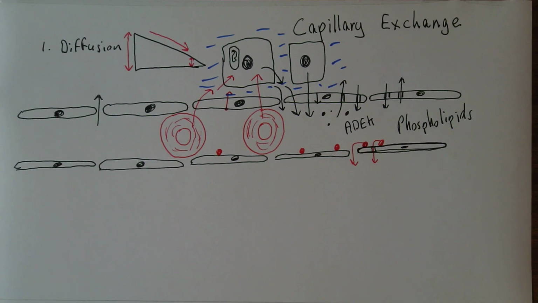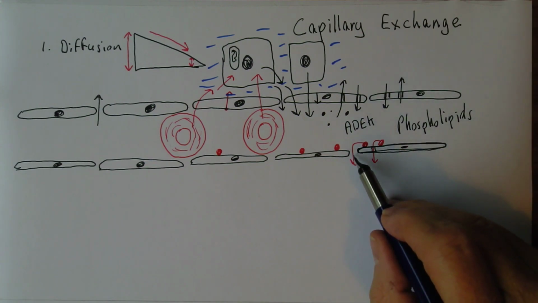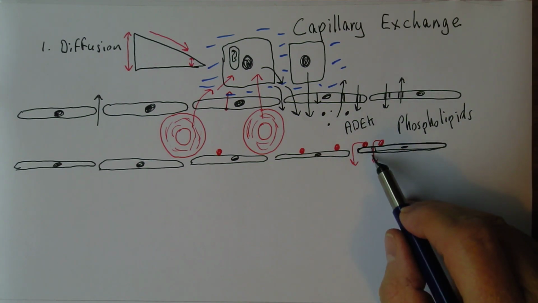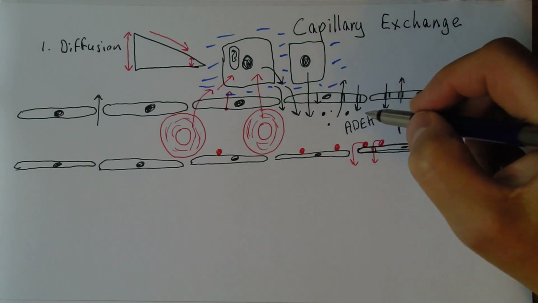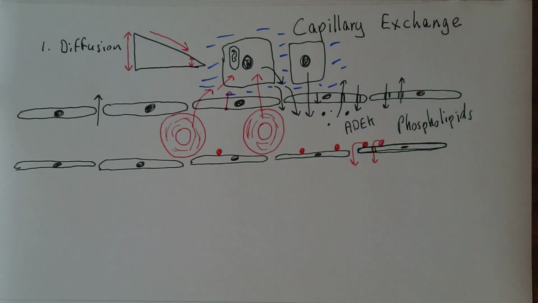In the sinusoids, the intercellular clefts and the fenestrations are much larger, so proteins and red cells can get in and out. But generally, the gaps in the capillary are too small for proteins to be able to get out in the continuous systemic type of capillaries. But more of that on proteins later on. So that's the first mechanism, simple diffusion.